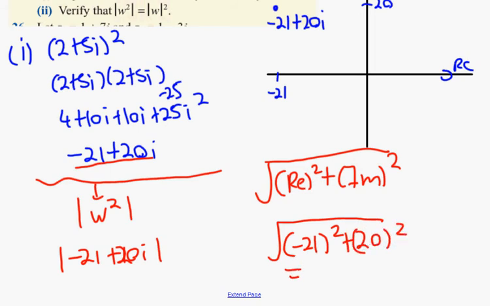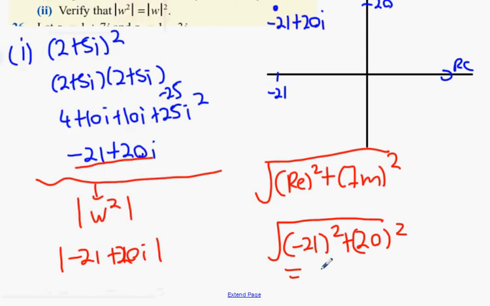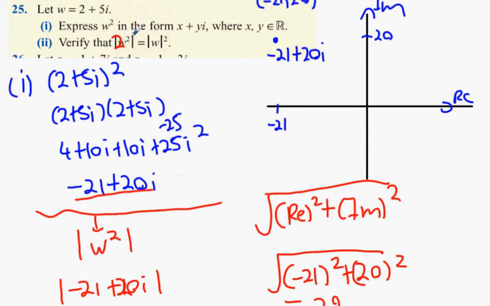Put that into the calculator. Let's find out what it turns out to be. Square root of minus 21 squared plus 20 squared, and 29 is the answer. So the answer to this side is 29.